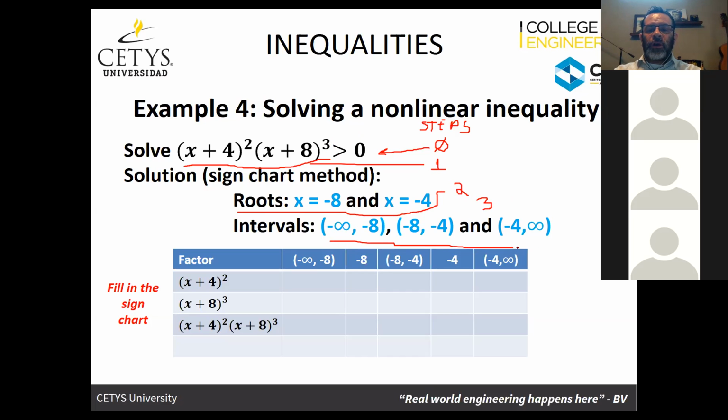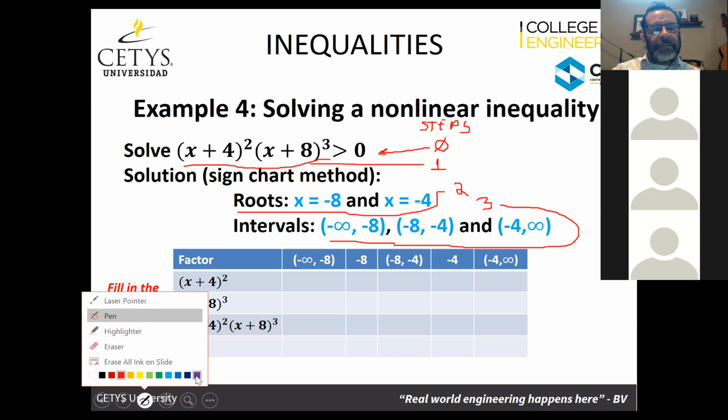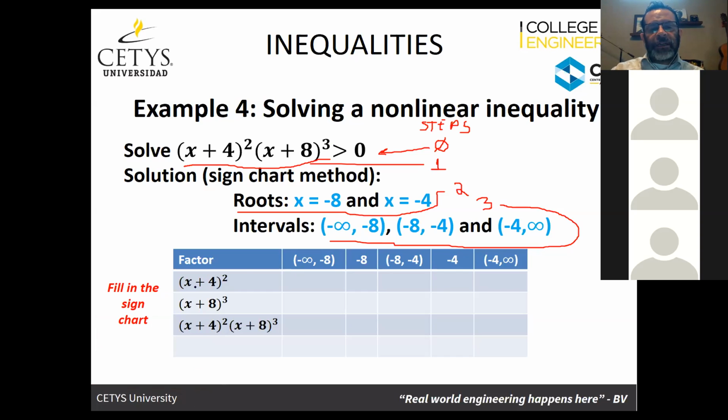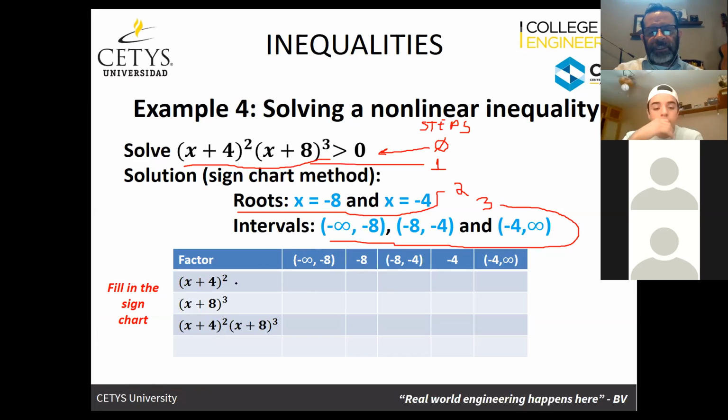Okay, so step four was the sign chart, and we're going to fill in the sign chart before we go. In the case of filling in the sign chart, if I look at the first element, (x + 4) squared, and I grab any number from this interval, minus infinity to minus 8, let's say Jesus, if I grab any number from that interval, what is going to be the sign of the result from this product?